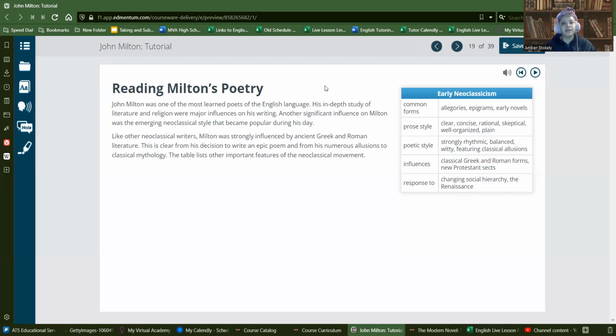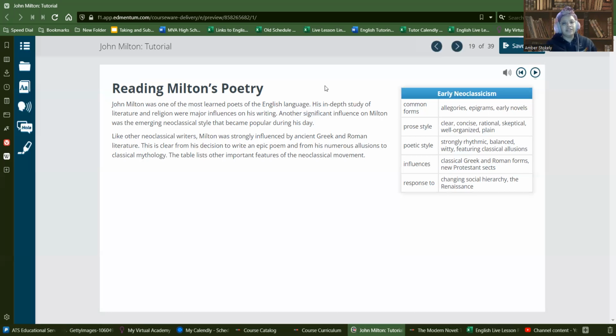The poetic style was strongly rhythmic. So basically they had certain meter patterns, syllable patterns that they went into. And this is carrying over from Shakespeare's age. It says here they were balanced, they were witty, so they pointed out clever things, and they featured a lot of classical allusions. So that means a lot of references to the Greek and Roman stuff that we were just talking about. And then for influences, of course, the classical Greek and Roman forms, we just talked about that, and the new Protestant sects.